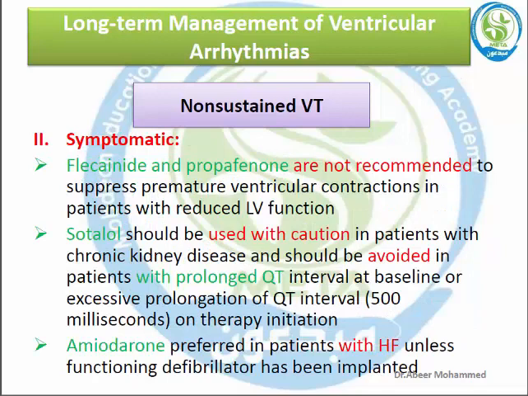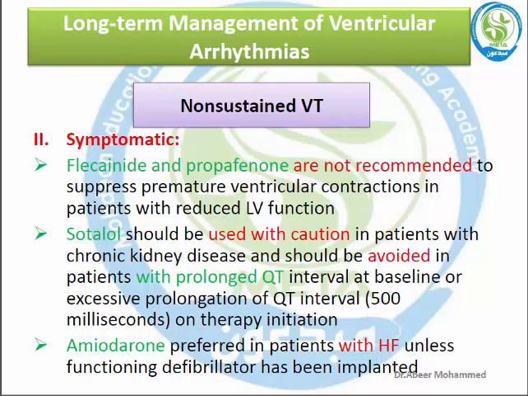Flecainide and propafenone, class 1C antiarrhythmics, are not recommended for the treatment or to suppress premature ventricular contraction. That means the contraction does not complete; in this case the cardiac output or systole does not happen fully, so there is no complete ejection of blood from the ventricles. Flecainide and propafenone are not recommended in this case. Sotalol has a side effect like QT prolongation. That means if the patient has a prolonged QT, we can't use sotalol.